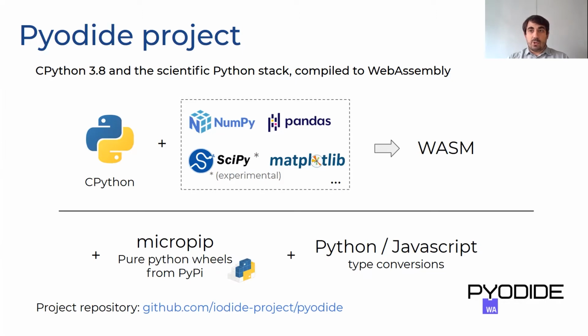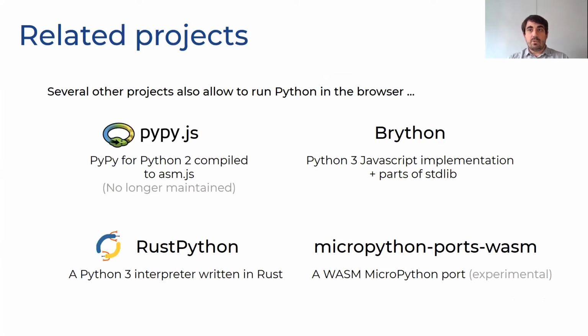Of course, Pyodide is not the first project to try to run Python in the browser. There have been a number of other open source projects. For instance, we can mention PyPy.js, which builds PyPy using asm.js, which is a technology that was before WebAssembly. And here it's for Python 2. So this project is no longer maintained.